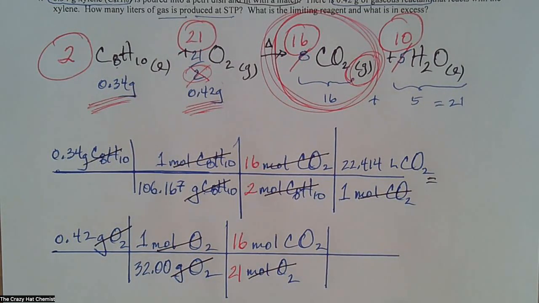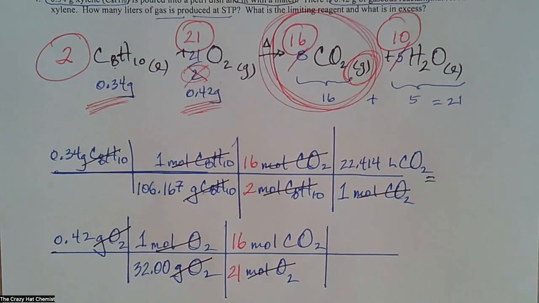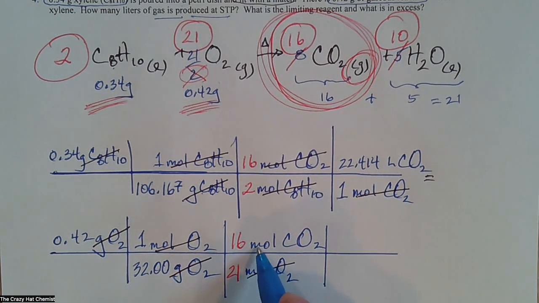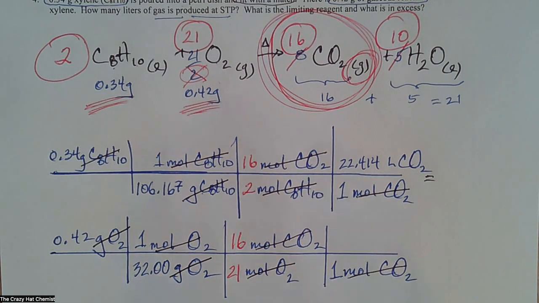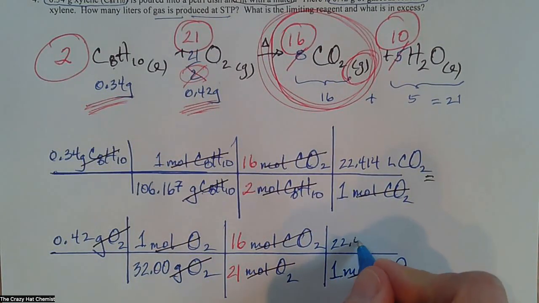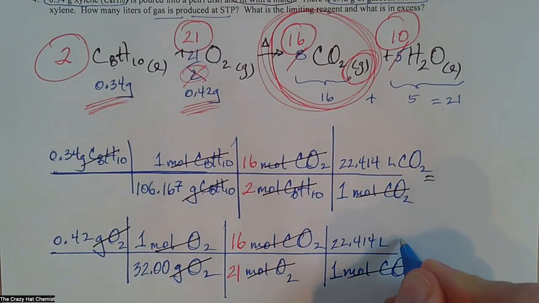And again, what we want to do is we want to end with the liters of the gaseous product, and therefore we're going to cancel out these moles of CO2. We're going to have moles of CO2 right here. That number is going to be a 1. I'm going to be able to cancel out my moles of CO2, and I'm going to go from moles of CO2 to 22.414 liters of CO2.